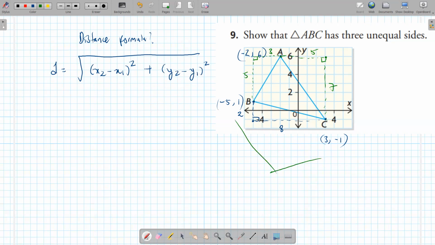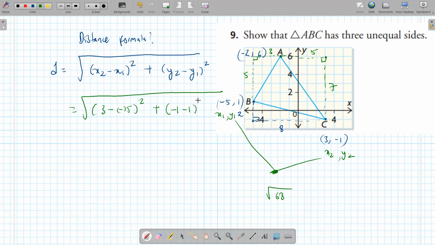Between them, the distance was square root of 68. Let me show you using this formula. I'm going to say this one is x1, y1. It doesn't matter which one is which. This one is x2, y2. Now x2 is 3. 3 minus -5 squared is the first one, and the next one is -1 minus 1 squared. This becomes 3 plus 5, 8. 8 squared, 64. This becomes -2 squared, which is +4. There you go, you get 68 using this way as well.